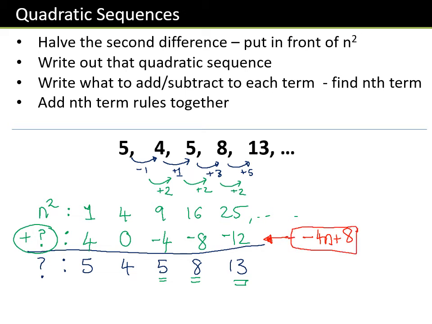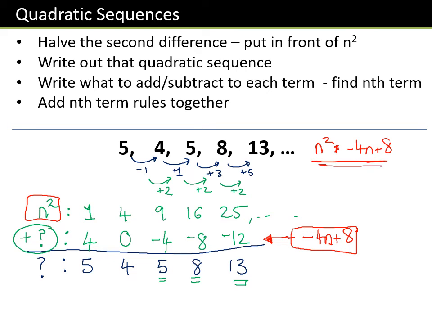So I know that if I've got the sequence n squared and then I add the sequence minus 4n plus 8, I will have my sequence at the bottom. So my answer to the nth term of this sequence is n squared plus minus 4n plus 8.